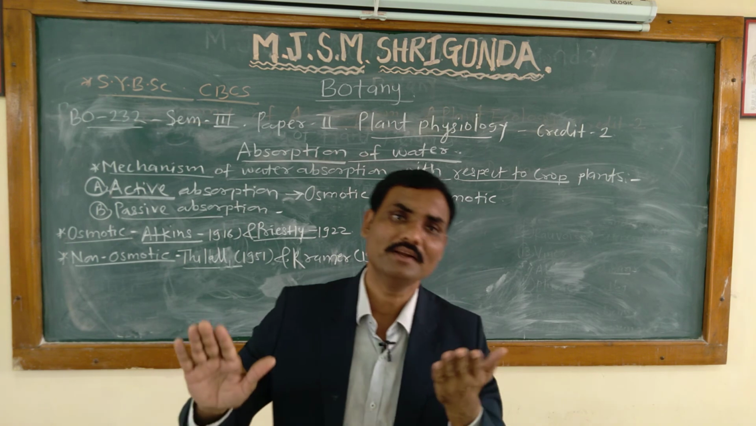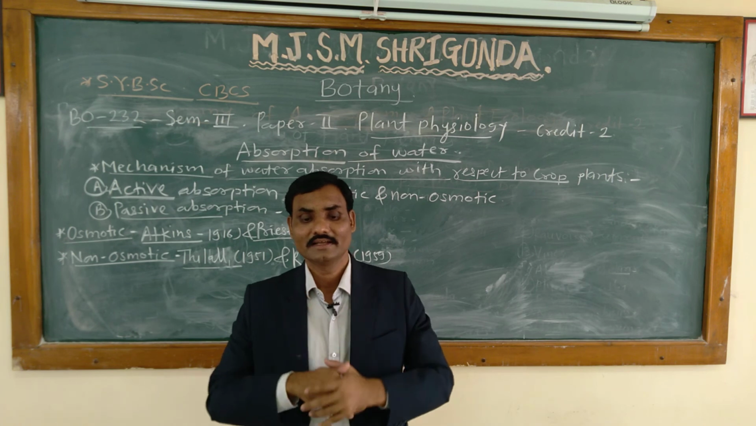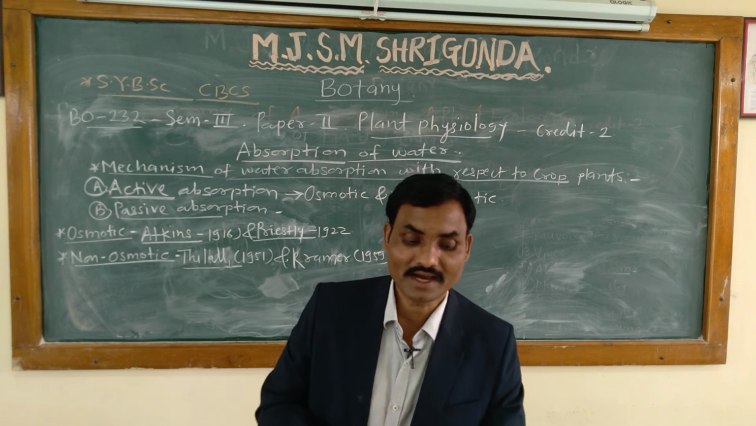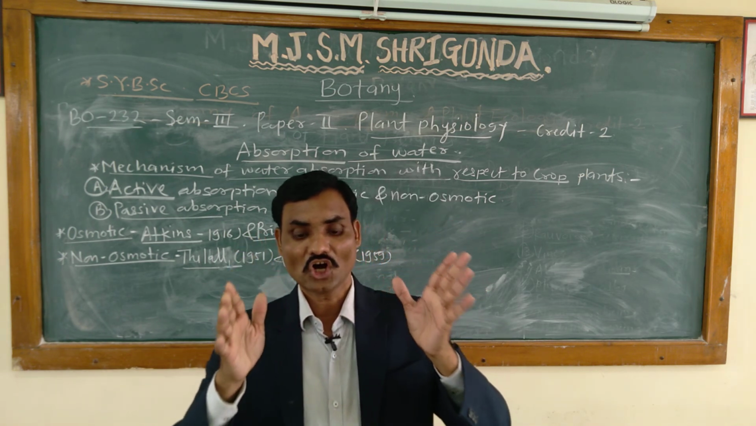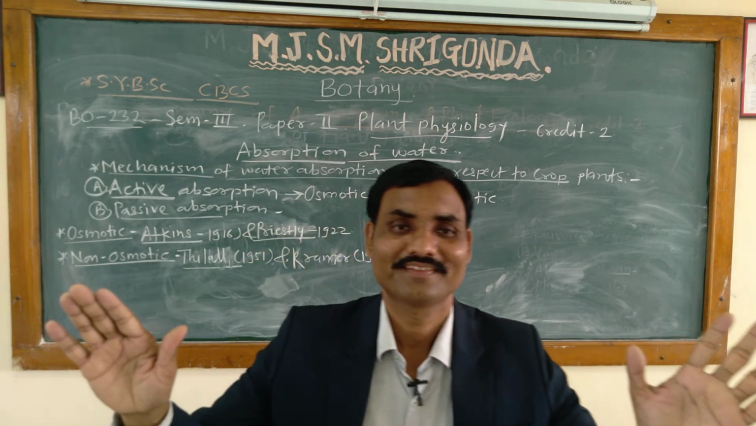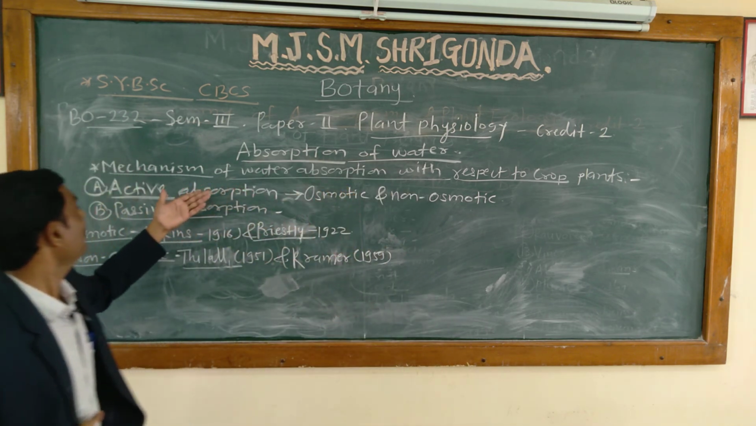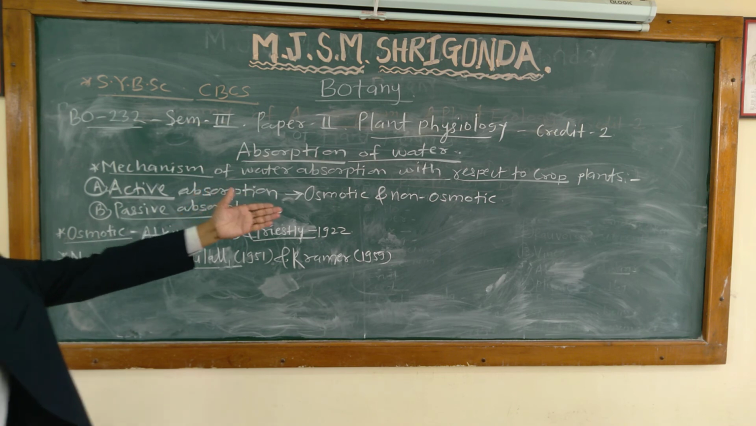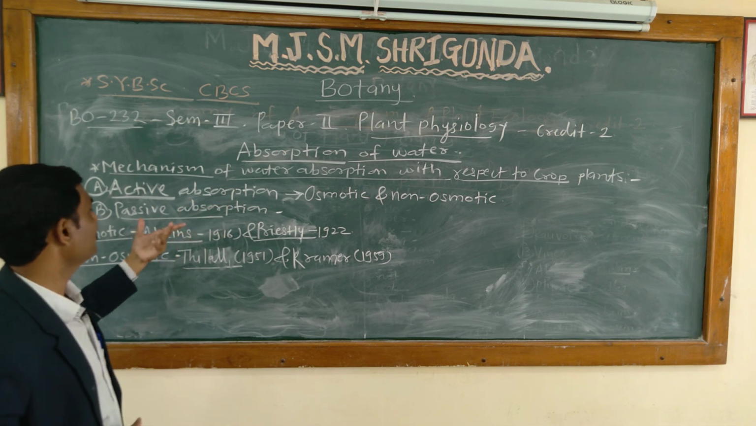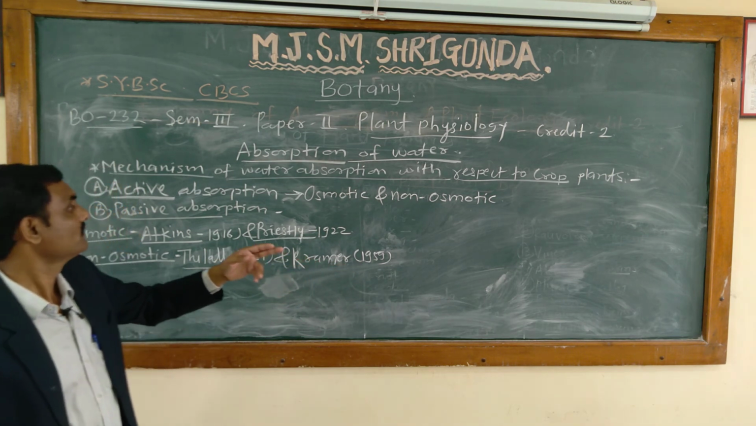And the last point is that it is indicated by the fact that a transpiring shoot can absorb water through anesthetized or dead roots or even without any roots at all. In this way, today we have learned about the mechanism of water absorption with respect to crop plants: active absorption and passive absorption. In case of active absorption, there is osmotic and non-osmotic absorption.